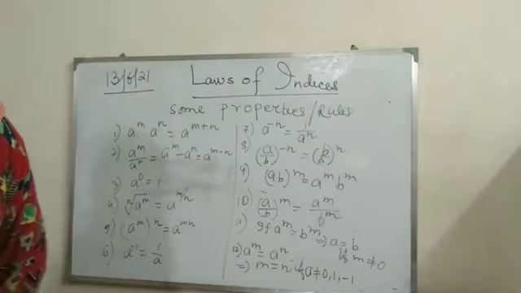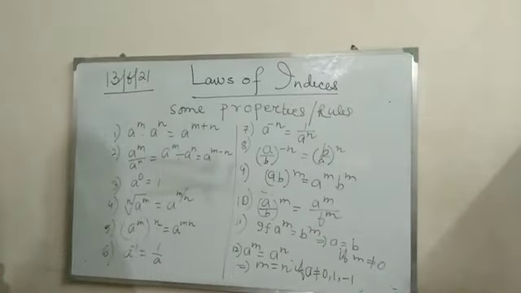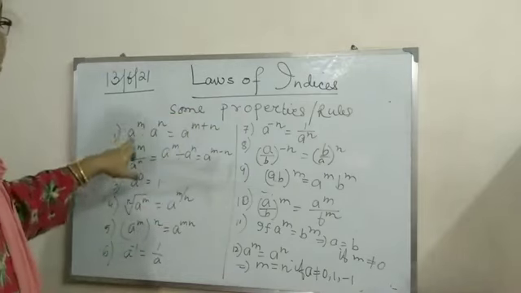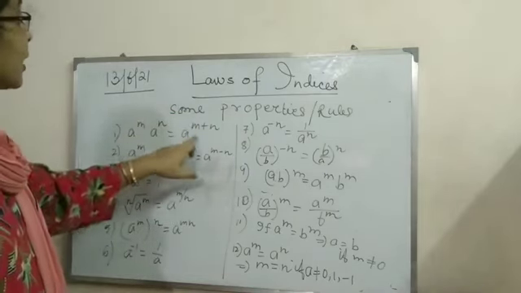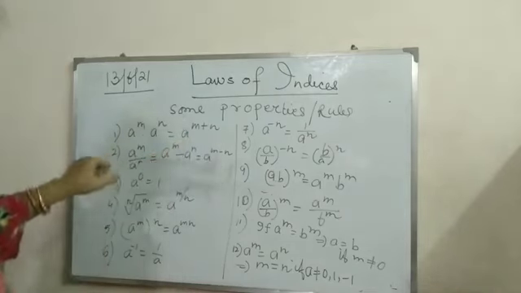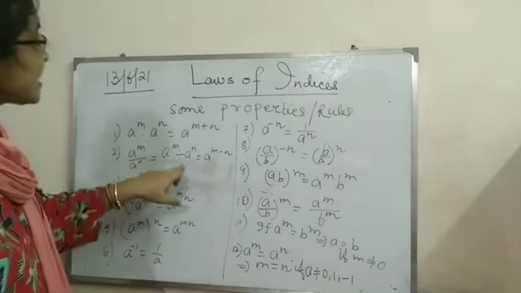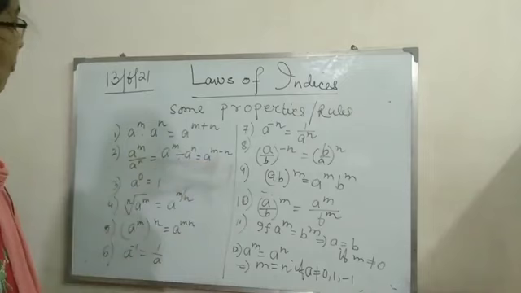There are some fundamental rules or laws of indices which are necessary to understand before we start dealing with indices. These laws are used while performing algebraic operations on indices and while solving algebraic expressions including them. Here are some properties of the rules of indices. First one: a to the power m into a to the power n equals a to the power m plus n. Second one: a to the power m by a to the power n, that is a to the power m divided by a to the power n, equals a to the power m minus n.